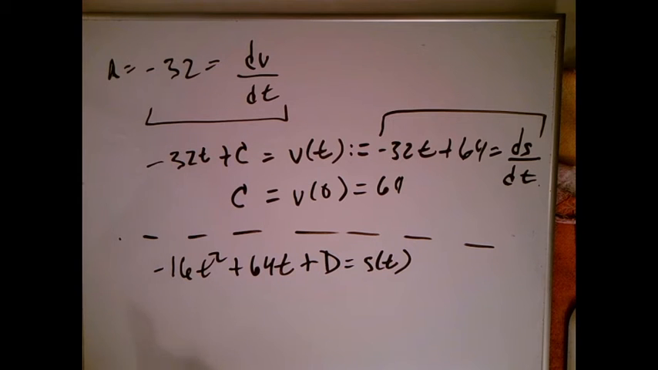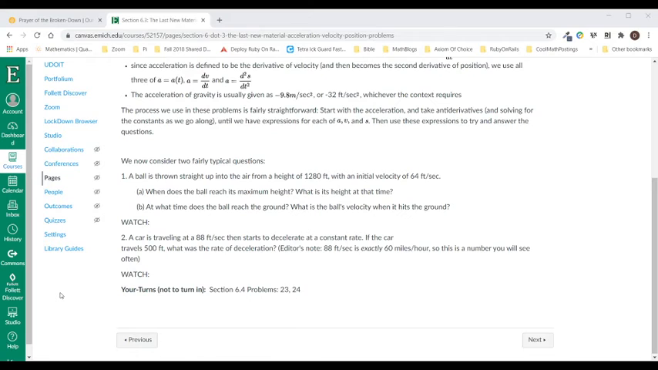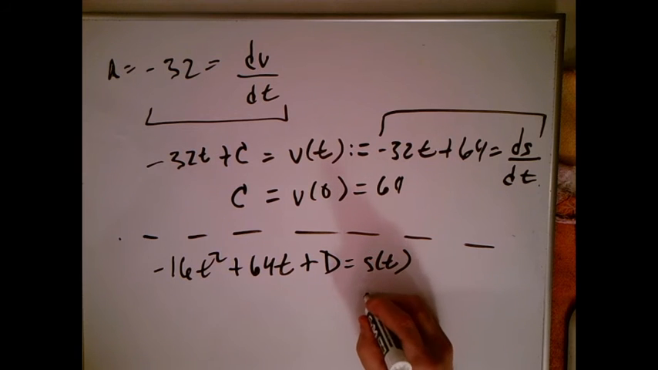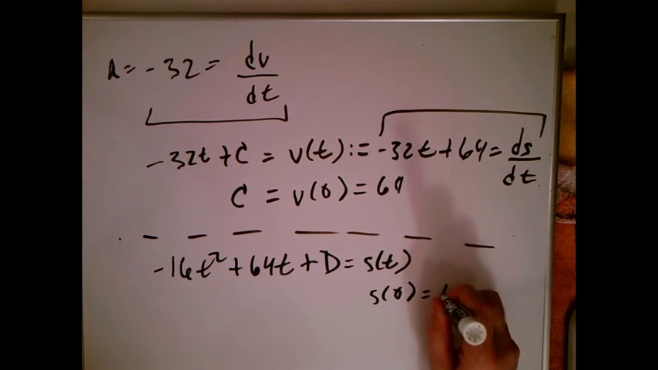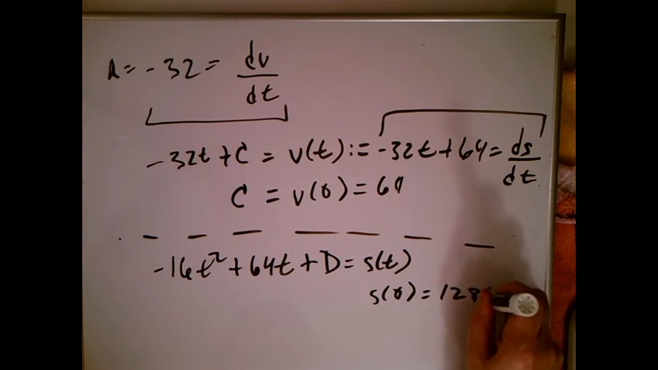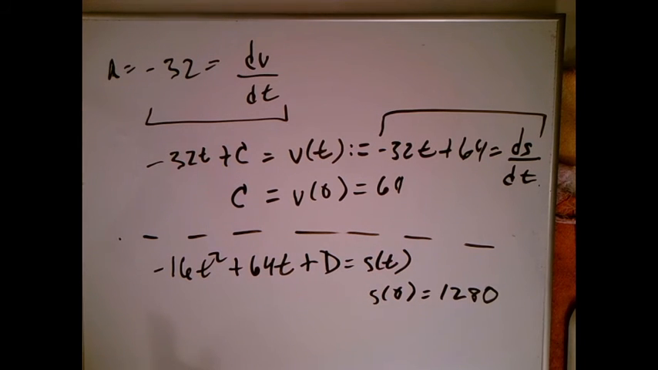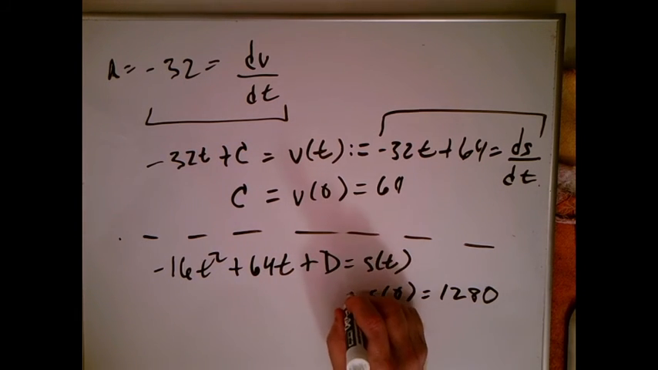Did they give us any information about position? I think they did. Going back, a ball is thrown straight up into the air from a height of 1,280 feet. That is about position. Yes, in fact, what they're telling us is that the position at the very beginning of the problem is 1,280. By the way, that's not quite as tall as the Empire State Building, but it's pretty close. Throwing balls up there, I'm thinking, is illegal, but here we go.